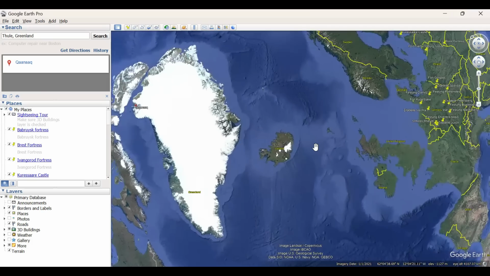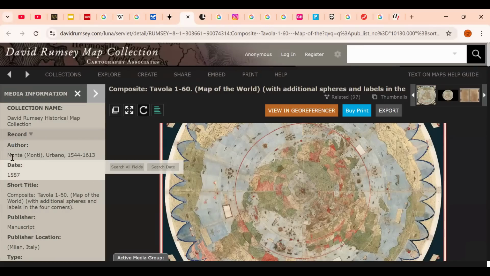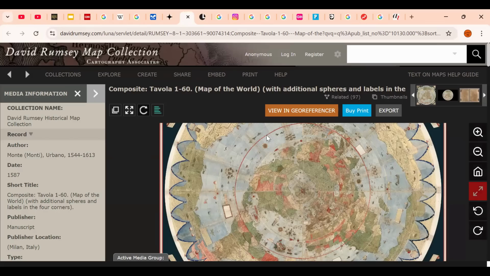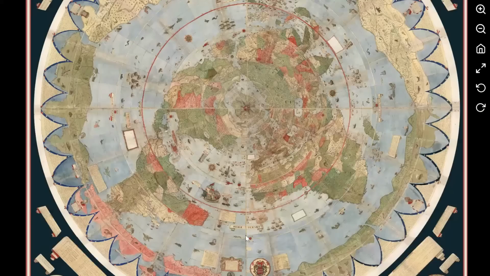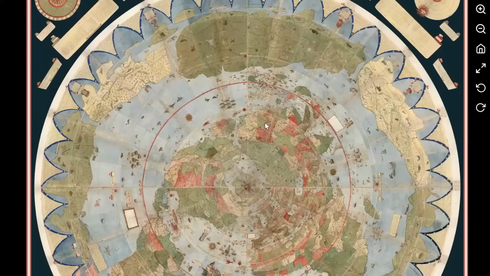And I was looking at some old maps and found a few discrepancies. So this is the Urbano Monte map of 1587, the planisphere. It's actually a 10-foot map, so we can zoom in quite a bit, and this is the one with all this extra land around the outside of the realm, which many people think is the ice wall.